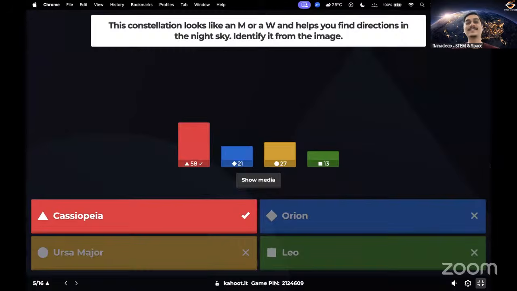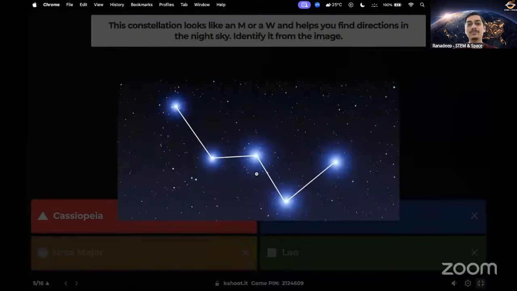And the correct answer is Cassiopeia, which again, many of you have answered correctly. That's good to see. This M or a W shape, depending on the way in which you're looking at the night sky, is actually a very important constellation, especially during the winter months, when it actually helps you to find the pole star in the night sky.